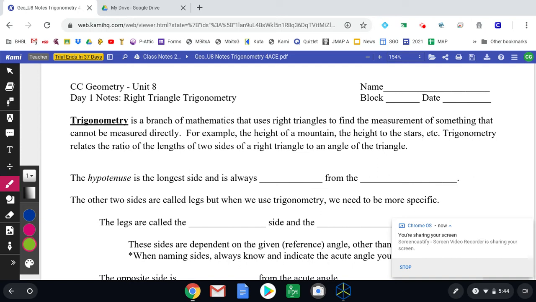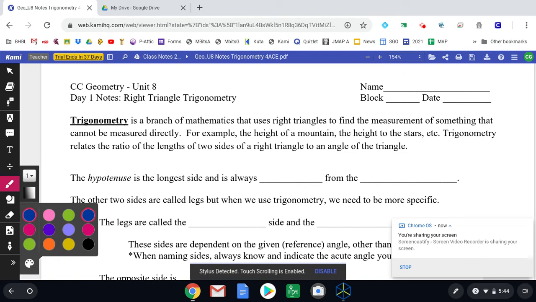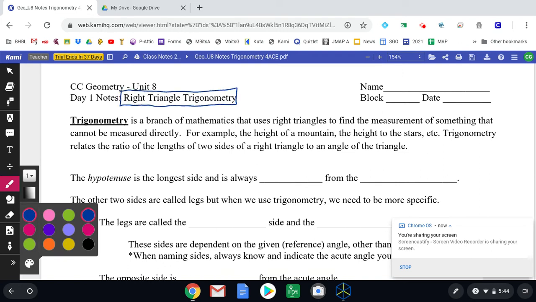Hi, everyone. Today we're going to start talking about our next unit, which is right triangle trigonometry. This word trigonometry is just a branch of math that uses right triangles to find the measure of something that cannot be measured directly. Examples are things like the height of a mountain or the height of the stars. What it does is it makes a ratio of the lengths of two sides of a right triangle to an angle of the triangle.